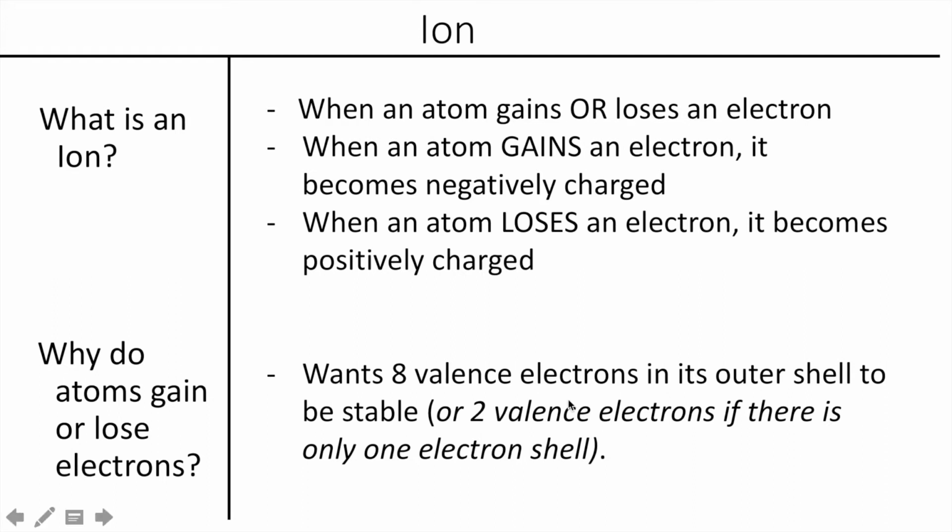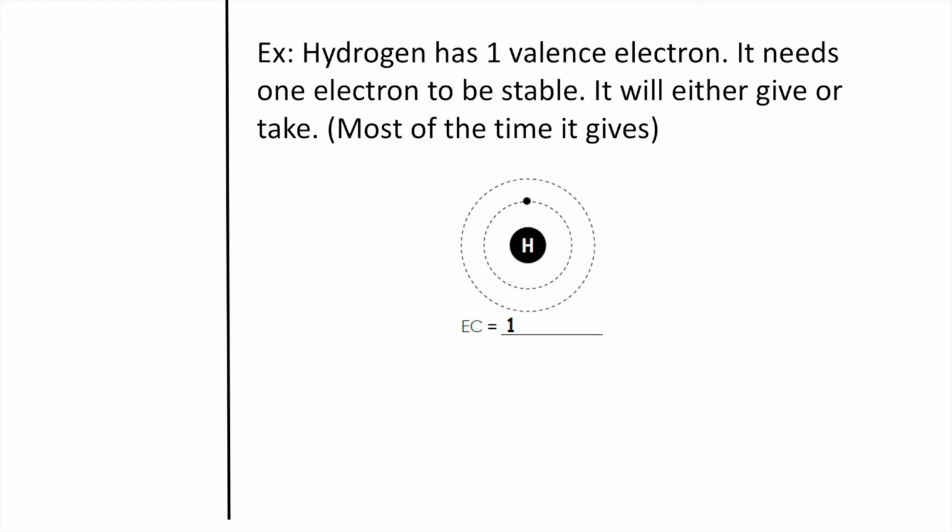Atoms want 8 valence electrons in their outer shell. Remember, in the valence shell. Or if it is 1 electron shell, then it will want 2 electrons in order to be stable. Here is an example, and yes, please draw this and write all this down.